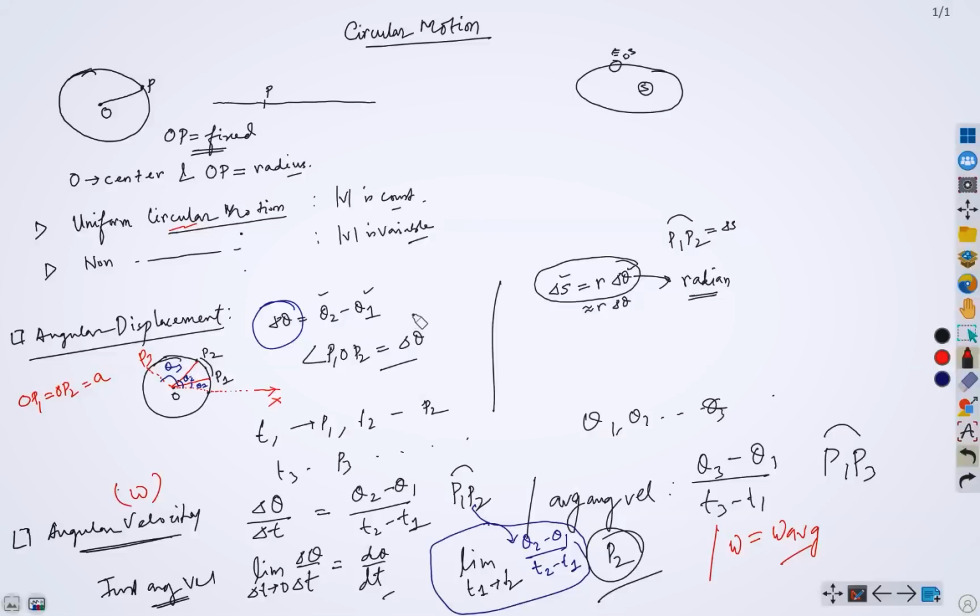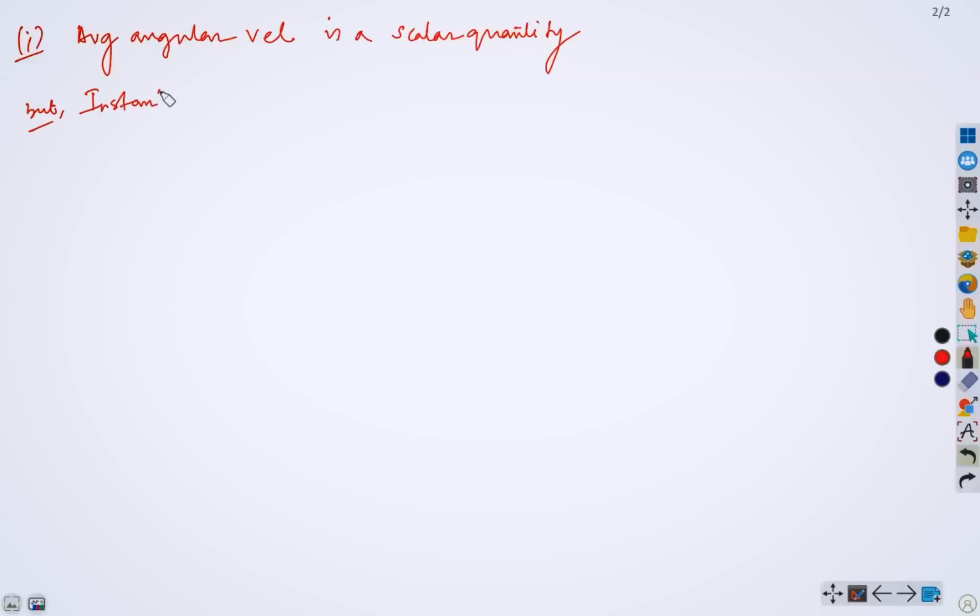But when the speed changes, at that time we need to figure out the instantaneous velocity, because speed is changing. Now I would give you some key points that you should remember: average angular velocity is a scalar quantity. On the other hand, instantaneous angular velocity is a vector quantity.